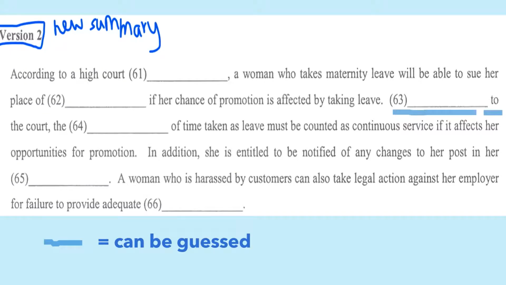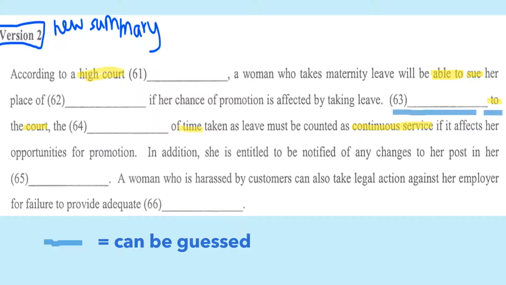Okay, let's have a look at version 2, the summary. All right, we'll do the highlighting together. Have your highlighters ready? I'm going to read and highlight at the same time. Let's do it together very quickly. According to a high court something, a woman who takes maternity leave will be able to sue her place of something if her chance of promotion is affected by taking leave. Something to the court, the something of time taken as leave, the time taken as leave must be counted as continuous service.